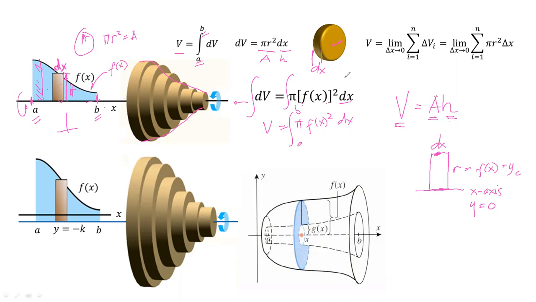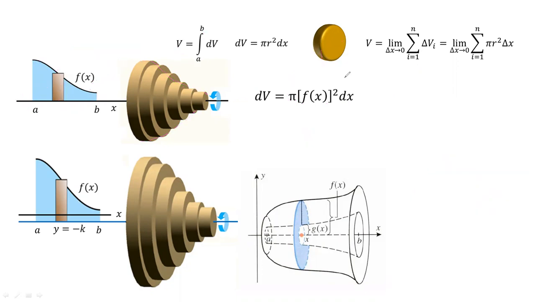Okay, I'll clear my markings here. Now, we go to the next one. This is still the disk method. However, very closely look. Your axis of rotation is not the x-axis. I will annotate here so you can clearly see. This is your x-axis.